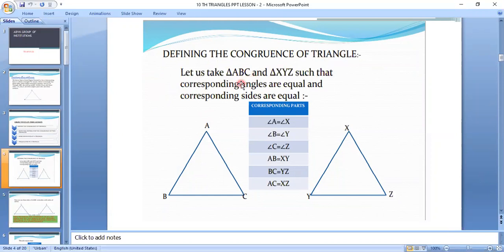Let us take a triangle ABC and let us take triangle XYZ such that corresponding angles are equal and corresponding sides are equal. Corresponding parts means in triangle ABC, angle A is equal to angle X. So in triangle XYZ, angle B is equal to angle Y. Angle C is equal to angle Z. And corresponding sides, AB is equal to XY, AC is equal to XZ, and BC is equal to YZ.